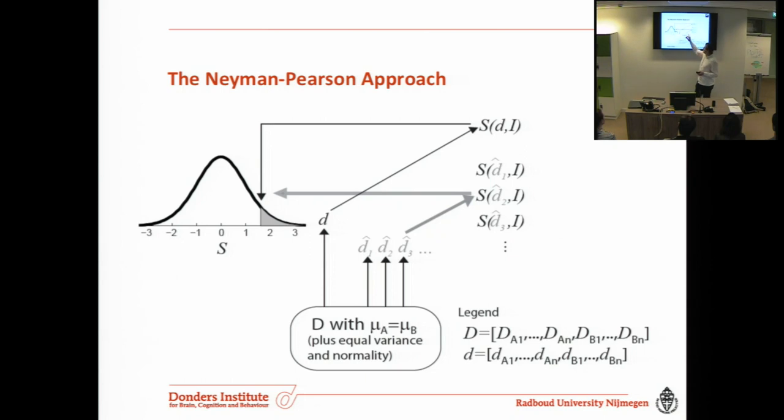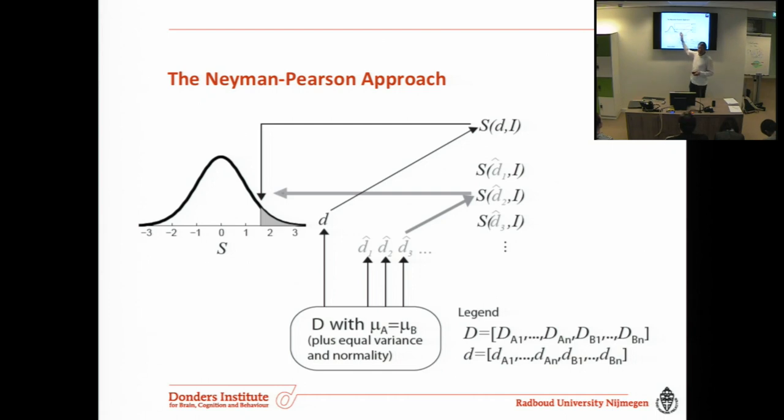If I have an infinite number of these replications of my experiment under a null hypothesis, I get a smooth probability distribution. And what I then do is take my observed test statistic and evaluate whether that value is rare under the null hypothesis. Basically, I evaluate how far it is in the tail area.